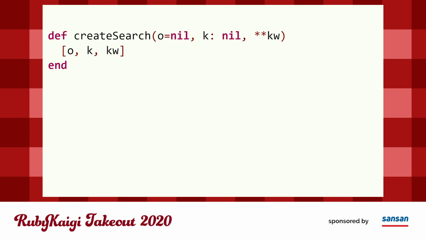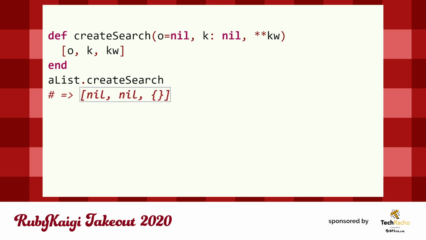classes. One of the other strange behaviors of keyword arguments was how it handled hashes differently depending on their contents. So let's use a slightly different example with a method taking an optional argument, an explicit keyword, and a keyword splat. This method will return the argument values so we can see how it handles the arguments. If we pass in no arguments, we get nil, nil, and the empty hash. If we pass an empty hash, we still get nil, nil, and the empty hash. That's because the empty hash is treated as the keyword splat.